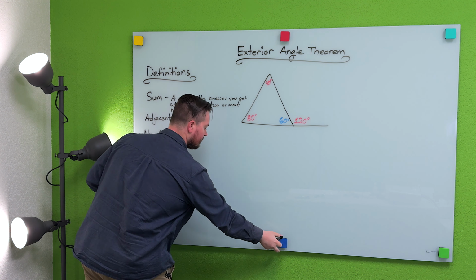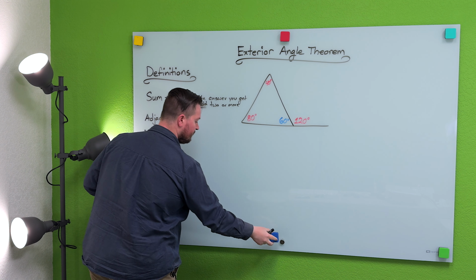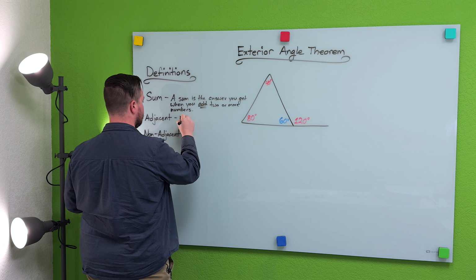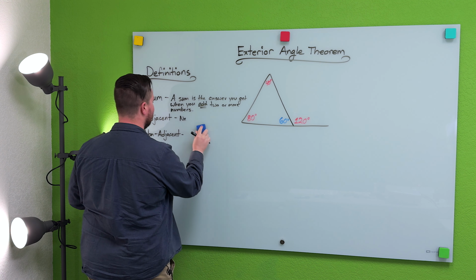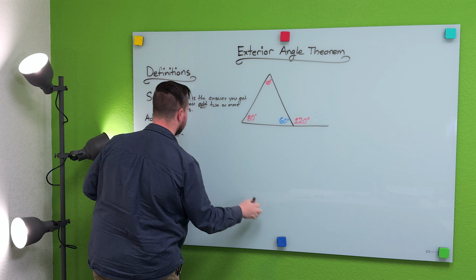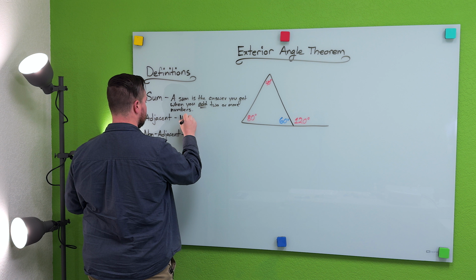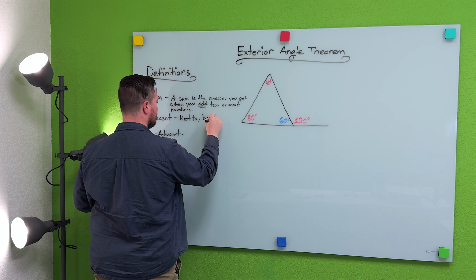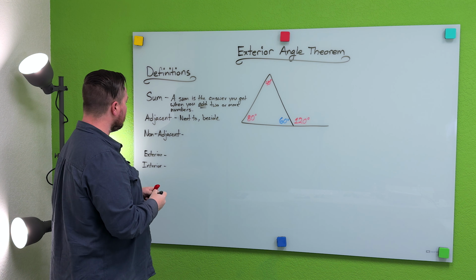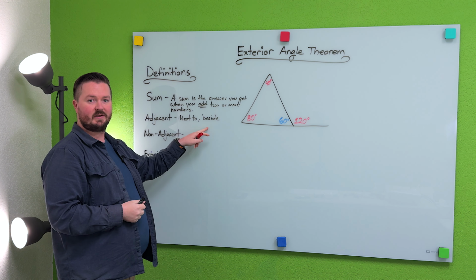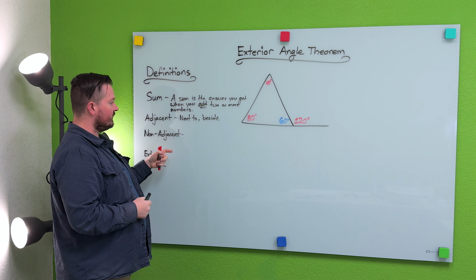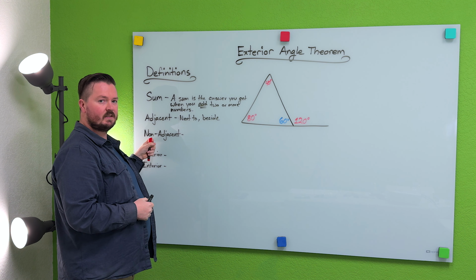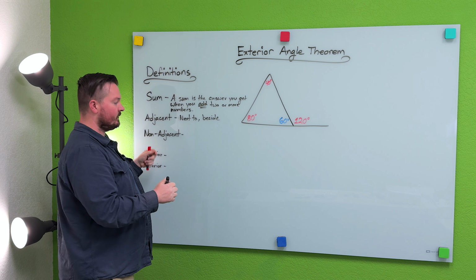Or it means beside. Okay, so adjacent means next to or beside. Non-adjacent means not next to or not beside each other.